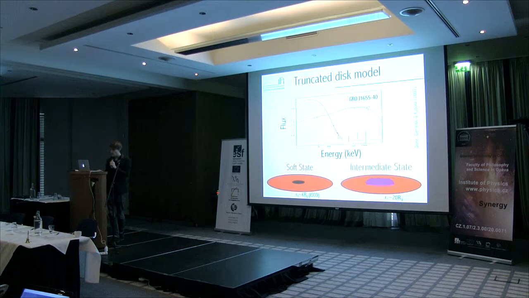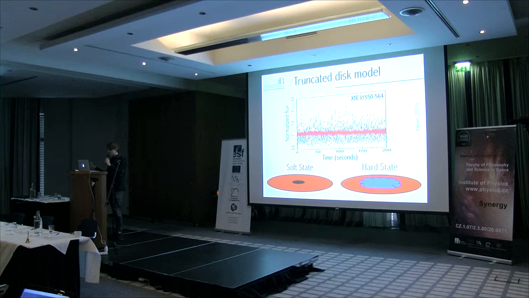If the truncation radius moves in, there is a greater luminosity of seed photons from the disk incident on the inner flow, and that cools the flow, so you get a spectrum that still has a power law, but a softer one, and you also see more direct disk emission. That's variability on timescales of weeks, but this is variability on a timescale of 200 seconds, and this is pretty much exactly the same thing that Chris was showing earlier. These are both from XTE J1550, but the red points are in the soft state and the blue points are in the hard state, and you see that the hard state is far more variable than the soft state.